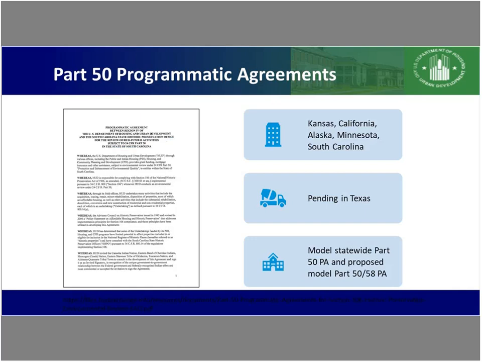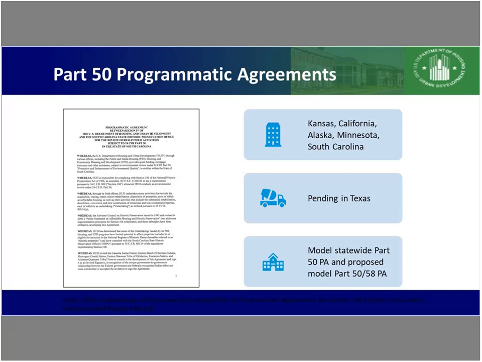So those states that have what we call Part 50 PAs, for reference back to the Part 50 of our regulations, which cover FHA actions. Those states are Kansas, California, Alaska, Minnesota, and South Carolina. There is a programmatic agreement in process right now for Texas, and we're hoping that that will be in place soon.